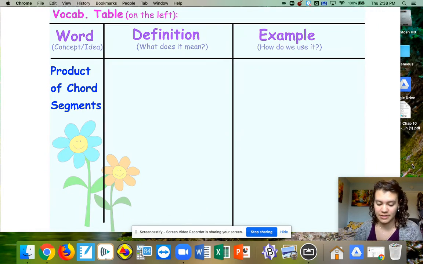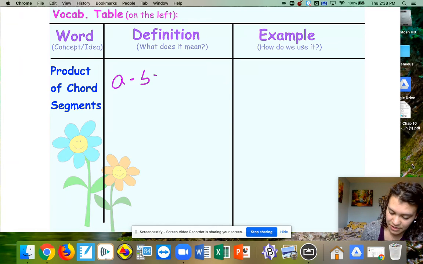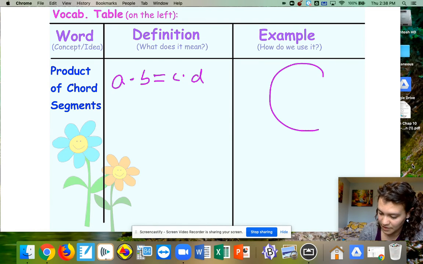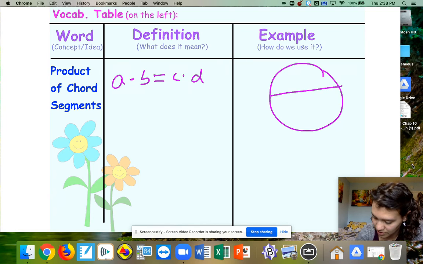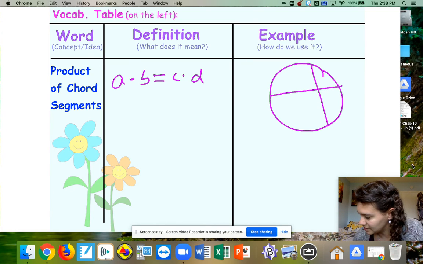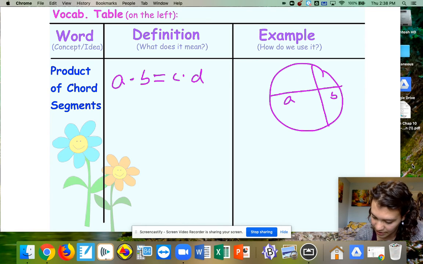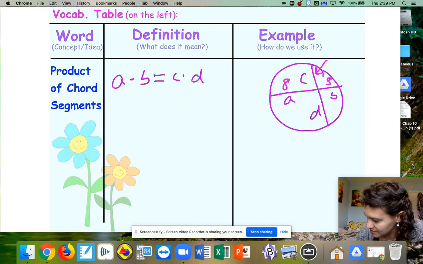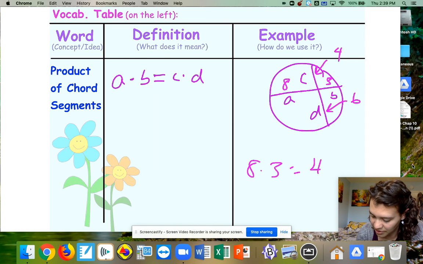Last thing here is the product of chord segments. So this is going to be A times B equals C times D. What that actually means is, if I draw out a circle and draw 2 chords in, let's label this A and B and C and D, you can multiply those together. So if I do this with actual numbers, if we say this is 8 and this is 3 and then this is 4 and 6, 8 times 3 has to equal 4 times 6.